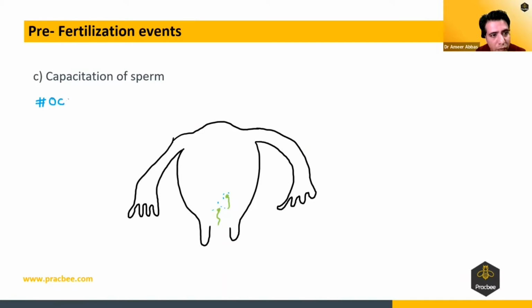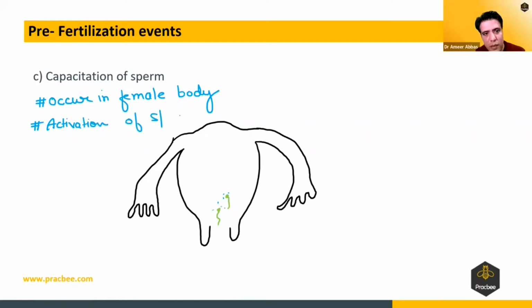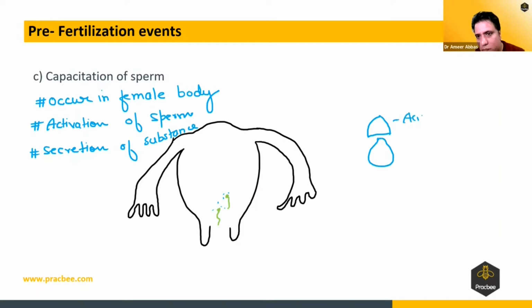The first thing is, it occurs in what? The female body. Second, what is the need of capacitation? Activation of sperm. How will this activation be done? By secretion of some substance. So what happens during capacitation? Let me draw only the acrosomal or head portion of sperm. This is the condensed nucleus. This is the acrosome. Okay, this is the head.